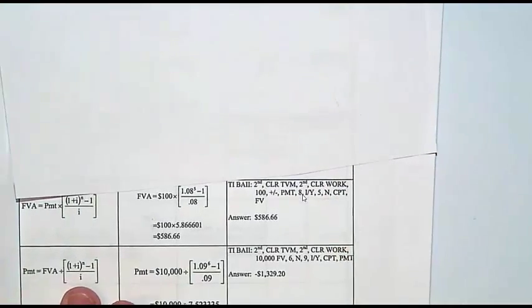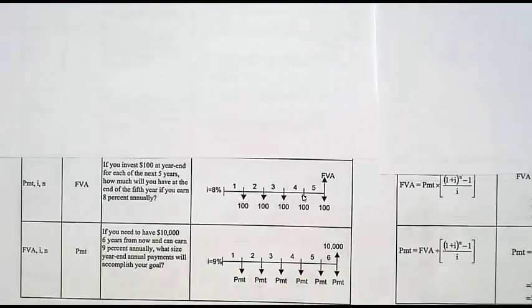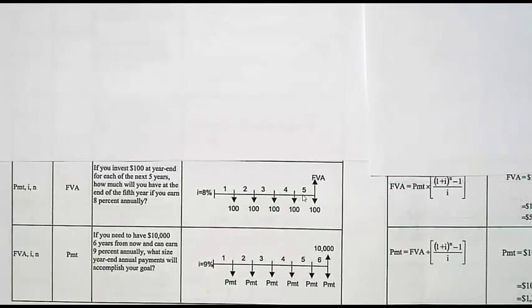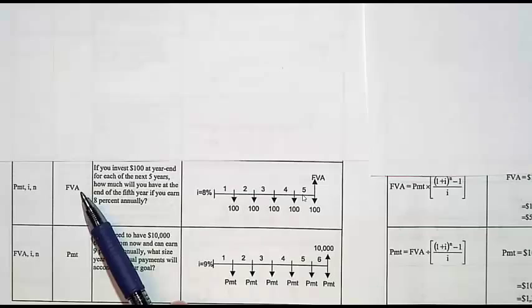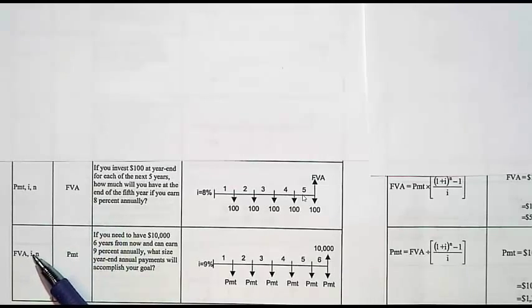But there are other structures for future value of an annuity. So here's a version, this bottom one, says if you need to have $10,000 6 years from now and can earn 9% annually, what size of year-end annual payments will accomplish your goal? So in this case, we know what the future value is. In the previous case, we didn't. But in this case, we know the future value, the rate, the time period, and we need to calculate the payment.